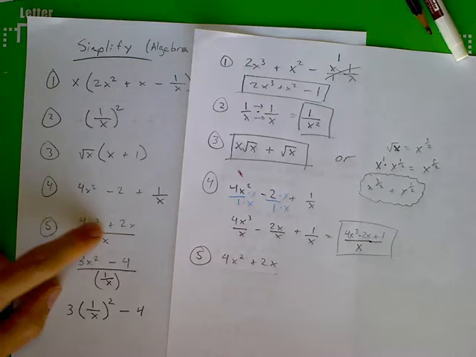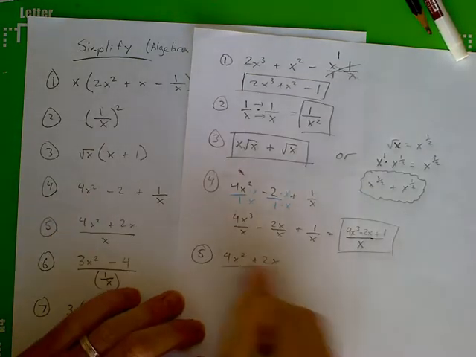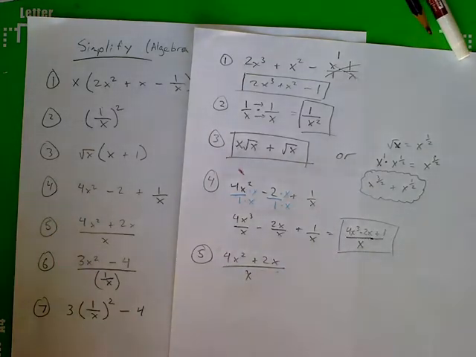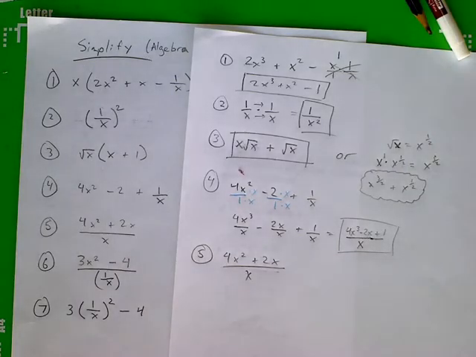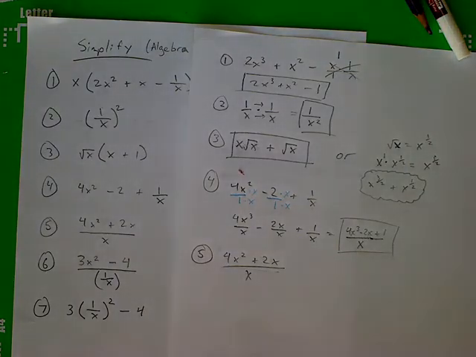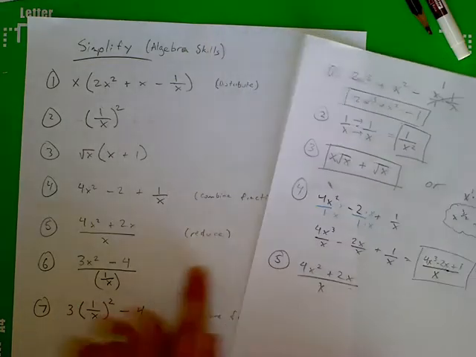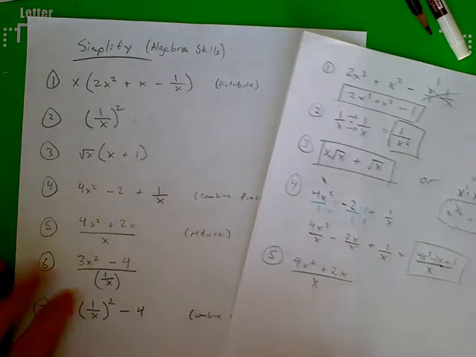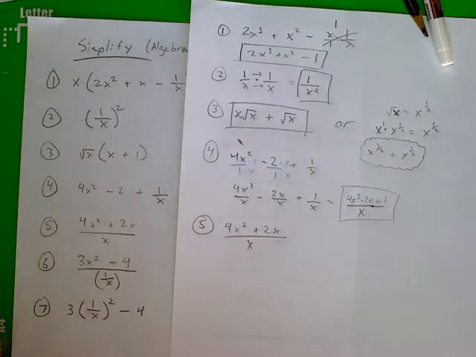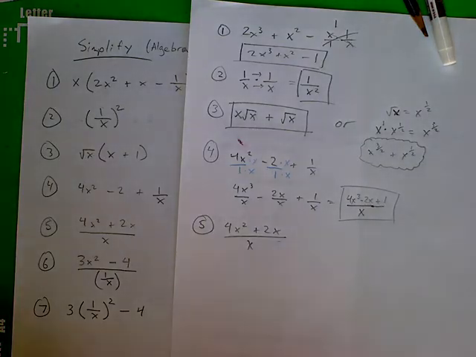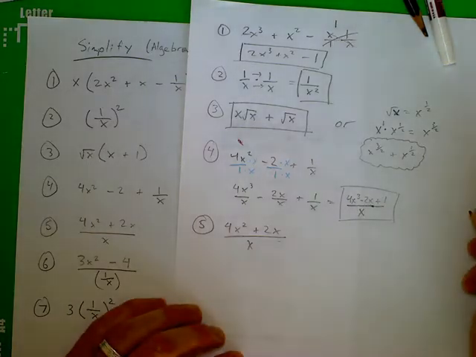I've got 4x squared plus 2x over x. I'll go ahead and rewrite it over here. What can I do? Yeah, so to try and reduce this fraction, I want to see, do the top and the bottom have any factors that match? Just like you do when you reduce a fraction with numbers.